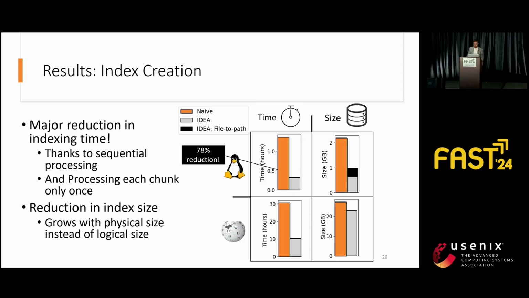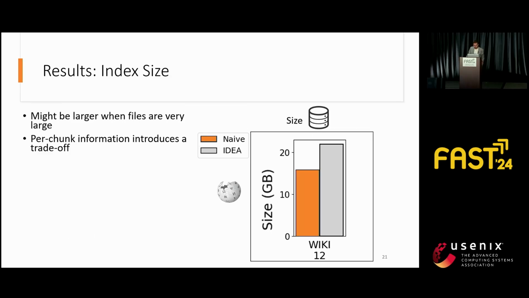And we also reduced the index size. The idea behind reducing the index size is, of course, instead of pointing to multiple files containing the same term, we would point to a single chunk, and that chunk would point to the files that contain it. So that's the reduction in index size. We got 56% reduction in the Linux dataset.